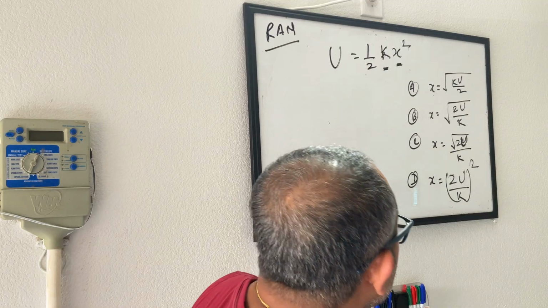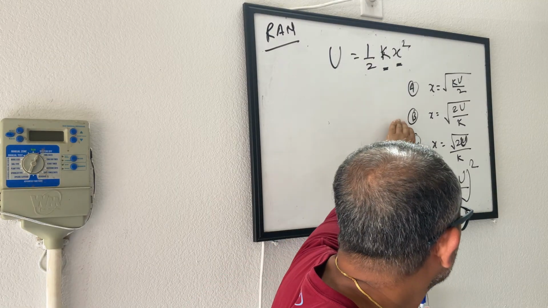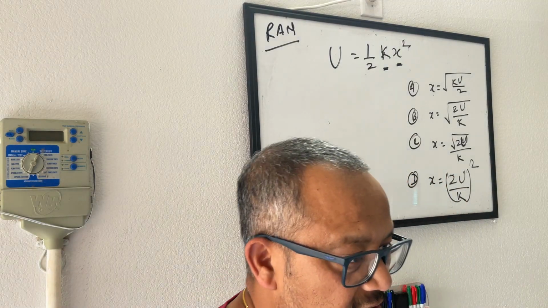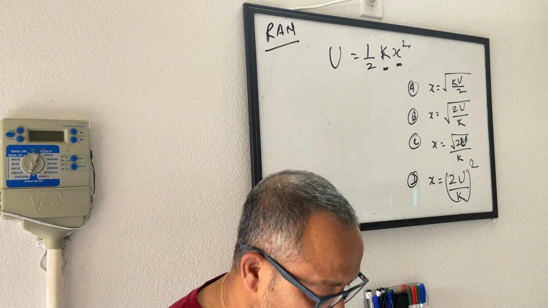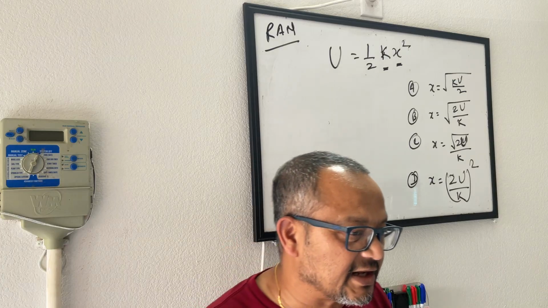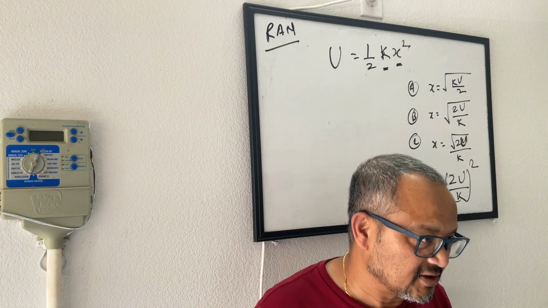I think the answer is the second one. B. Yeah, I also think it's B. Okay. So when you guys say I think, I'm assuming there is a back-end calculation that has happened, right? You also think B? Okay.